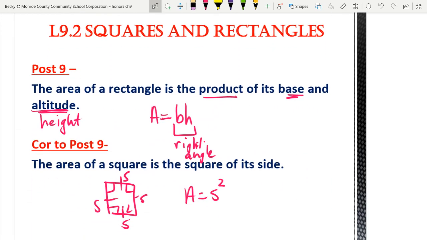Okay, so second lesson. Again, this is all stuff that we went over already. We're just rehashing it because we're going to introduce the theorems, postulates, and corollaries.